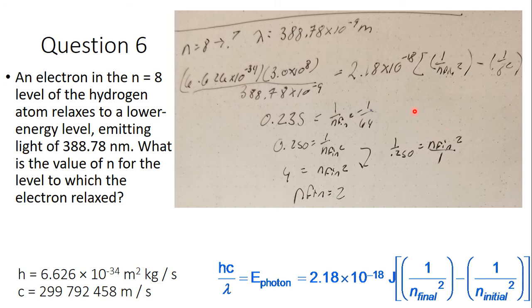So what you can do is shown over here, and this is very tricky in all types of math. I want my variable to be not in the denominator but in the numerator, so if I flip each side of the equation, I can do that. 1 divided by 0.250 equals n final squared is the same thing as saying 0.250 equals 1 divided by n final squared. So 1 divided by 0.250 is 4, equals n final squared. Take the square root of each side, your final energy level is 2.